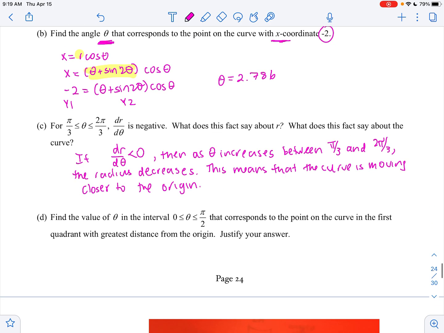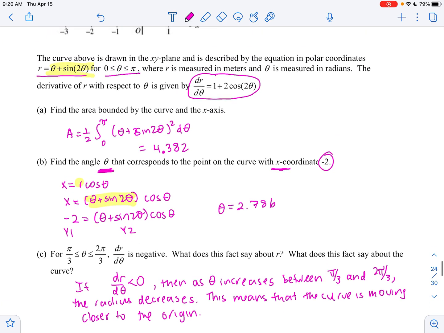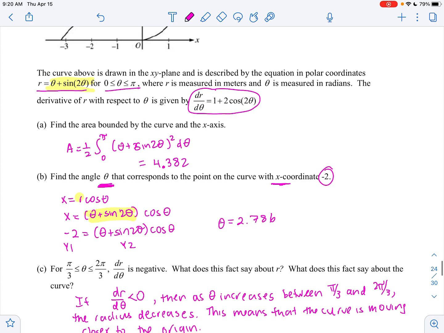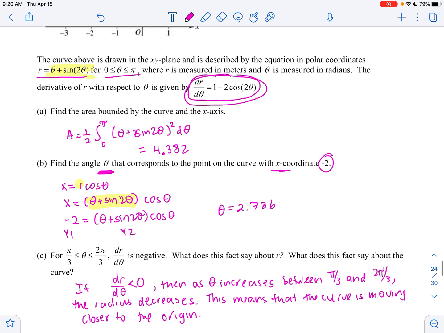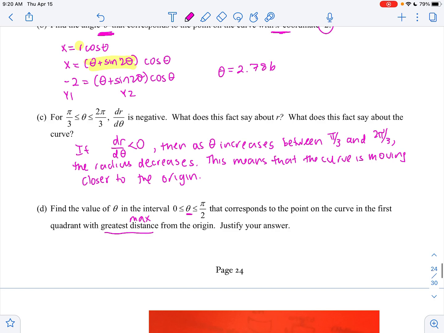Lastly, for part D, find the value of theta between 0 and pi over 2 that corresponds to the point on the curve in the first quadrant with the greatest distance, so this is the max from the origin. We just discussed that the distance away from the origin is interpreted as the radius. So since we're trying to relate theta and r, we go back to our equation. We do again have dr/d theta. We want to find the maximum, and we have the derivative, so that means setting that derivative equal to 0.